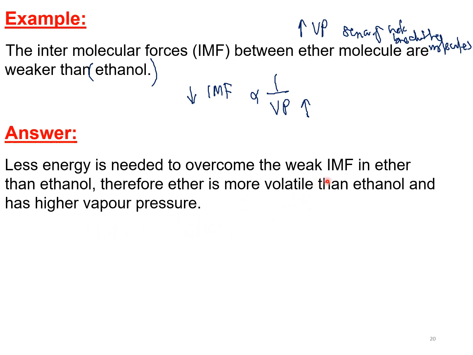We use the term volatile when you handle chemical reagents. For example, between ether and ethanol, you know ether is more volatile than ethanol. That's why you must carry it out in a fume cupboard, because it easily becomes vapor, easily dries up, easily vaporizes. And also it easily catches fire.